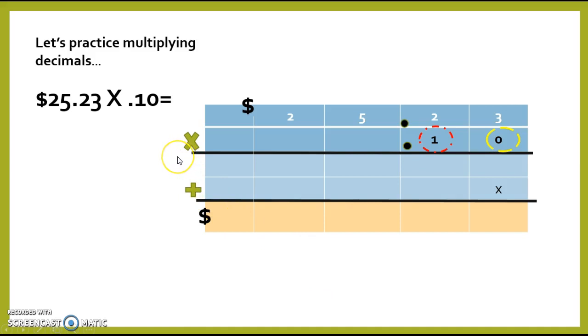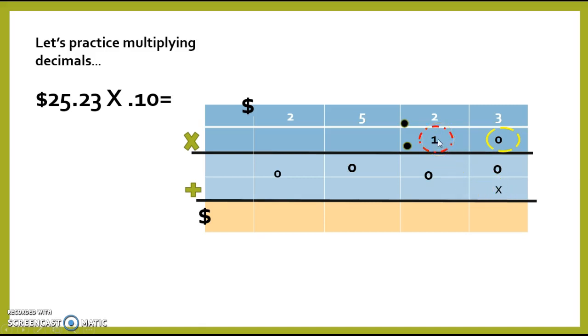If I'm multiplying $25.23 times 10 hundredths, all right, I'm going to set my problem up in my nice chart here. I'm going to begin with the 0. 0 times 3 is 0. Put my answer there. 0 times 2 is 0. Put my answer right below. 0 times 5 is 0. And 0 times 2 over here, my answer goes down below. Now, before I move to my next number, I need to hold my spot here. I don't want any numbers right there, so I'm going to put an X there.